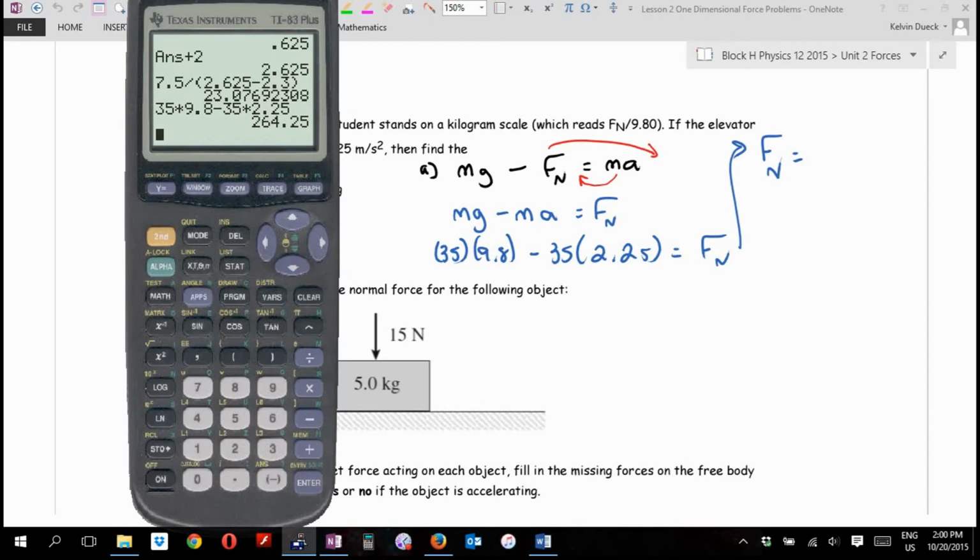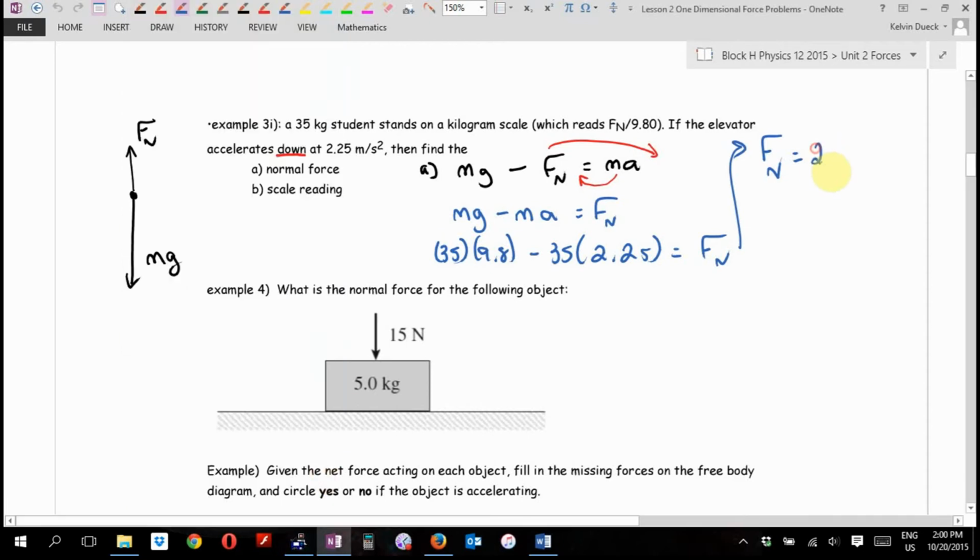You get 264 if I go to 3 sig figs. Now that's in newtons. Am I right? Yeah. You're all participating now, I hope? Yes? Oh, that's in newtons. How do I change that to kilograms?